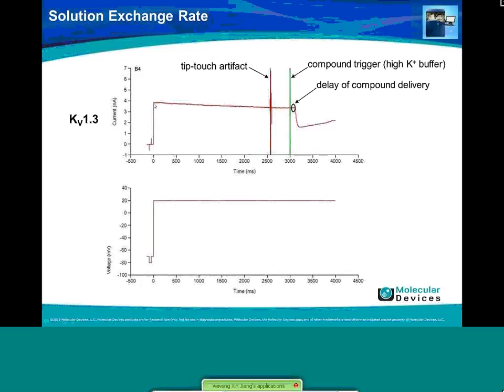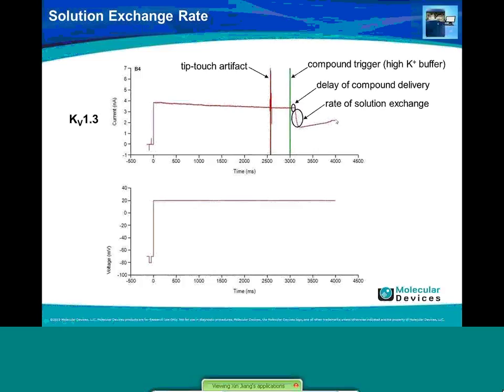As you can see, once the channel opens, it shows very slow inactivation, so it's fairly flat towards the end of the recording. And at one point, we add a buffer containing a different potassium concentration, a high potassium buffer. When we do this, it changes the driving force of the potassium current, without the complication from the gating mechanism of the channel, so the channel still remains open. With the high potassium buffer added into the wells, you're reducing the driving force of the potassium current, and as a result, you will see a reduction of the potassium current.